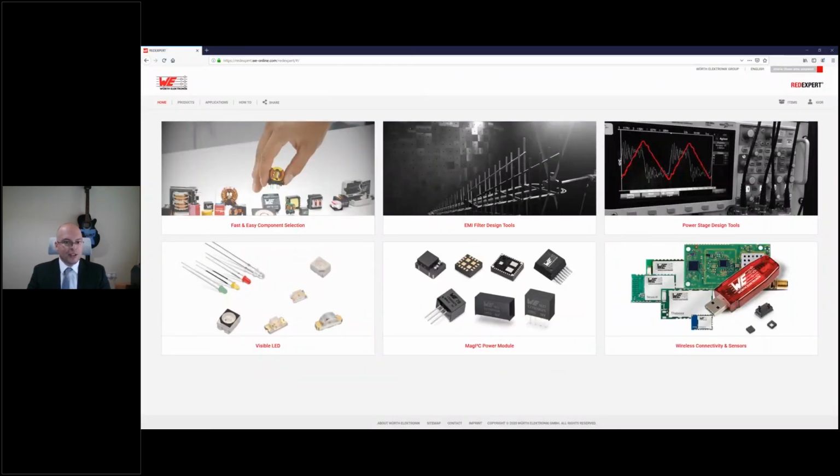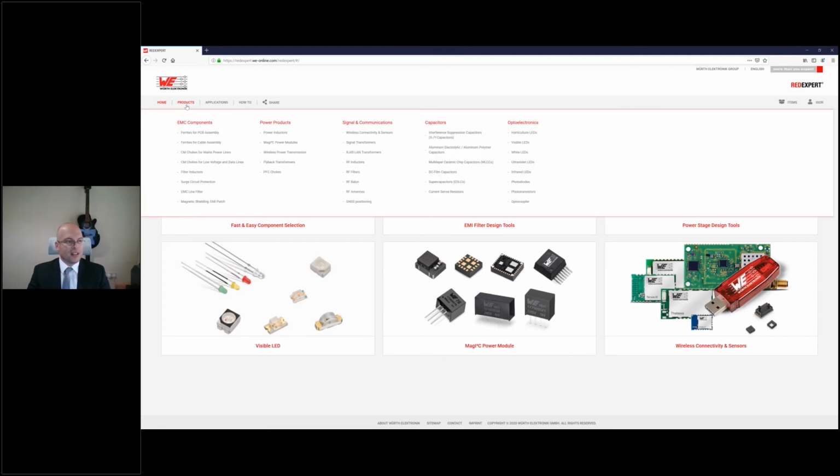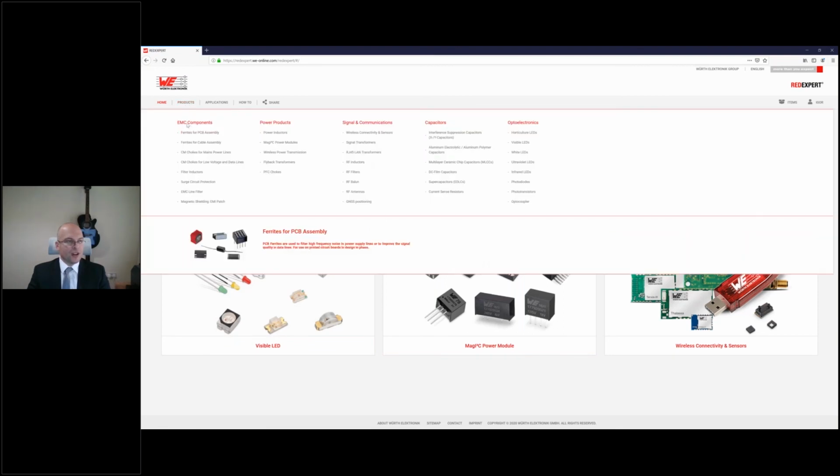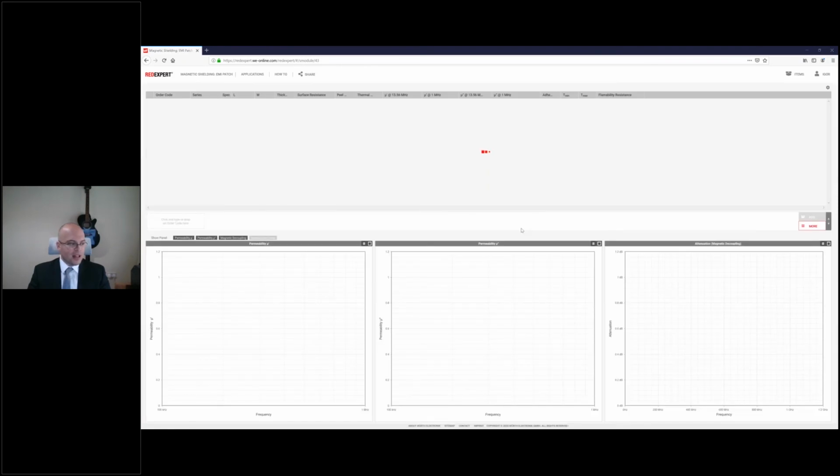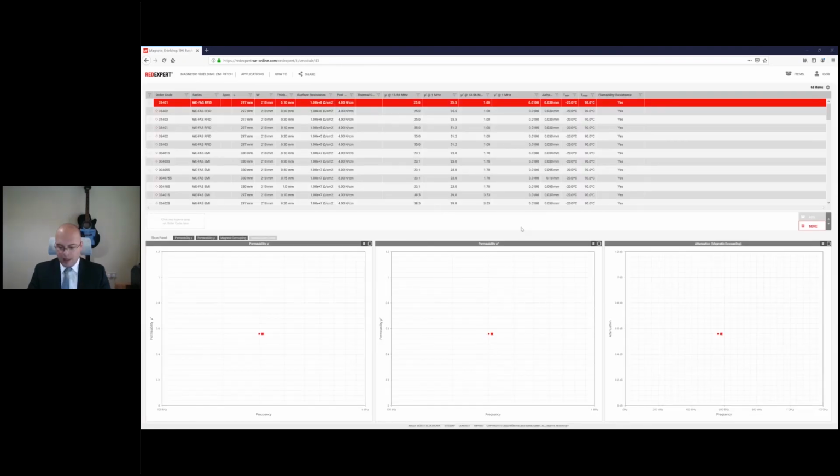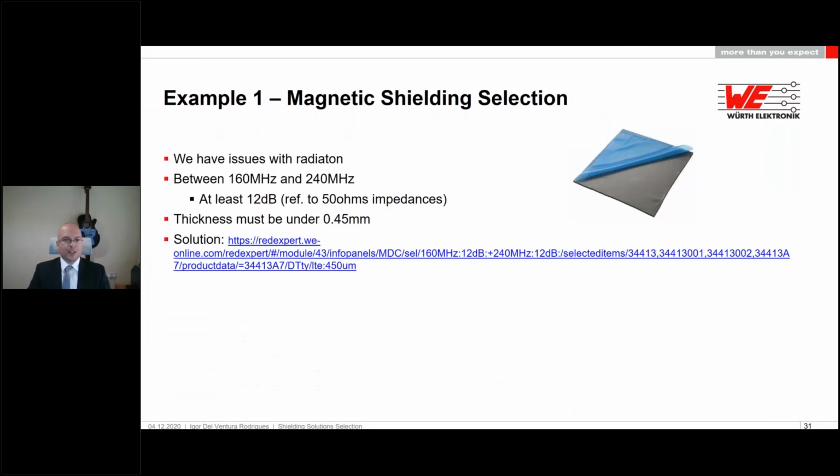If you go to redexpert.we-online.com, you will land on this page. On this page you can click on products, and go to the first column, EMC components, the last option, which is magnetic shielding, EMI patch. Meanwhile it loads, I've put together a little example for you all. And this is our scenario.